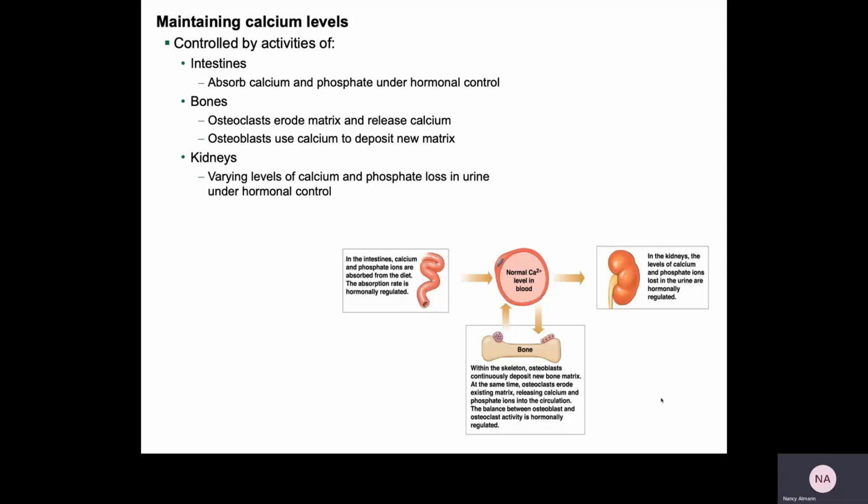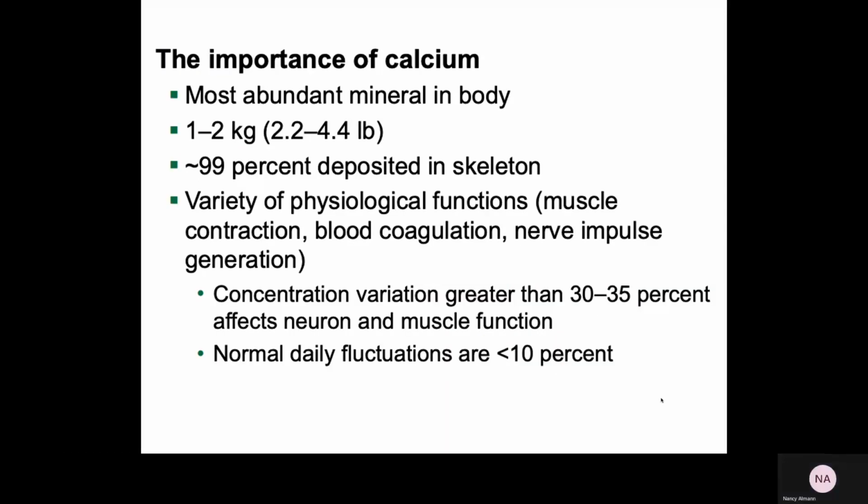The kidneys are also going to play a role, and they will control how much calcium and phosphate we excrete in urine. And this is also under hormonal control. So are the activity of osteoclasts and osteoblasts. So stay tuned because we are going to get there.